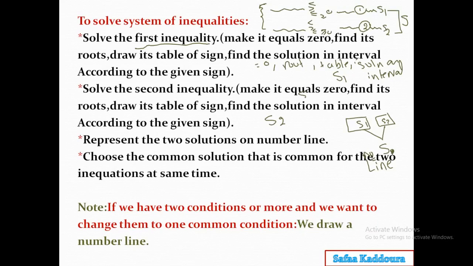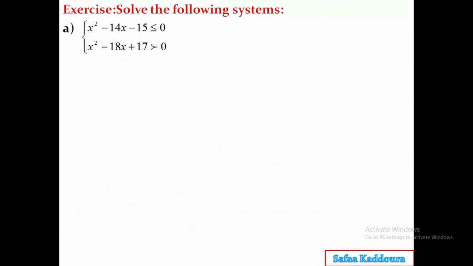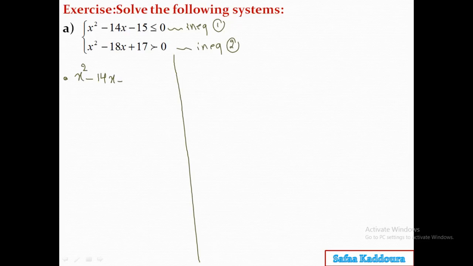I will help you to understand more by giving you an exercise. This is the first exercise. It is a system of two inequalities. This is inequality 1. This is inequality 2. First of all, I will solve the first inequality. It is x squared minus 14x minus 15 less than or equals to 0. I want its solution when it is negative or 0.